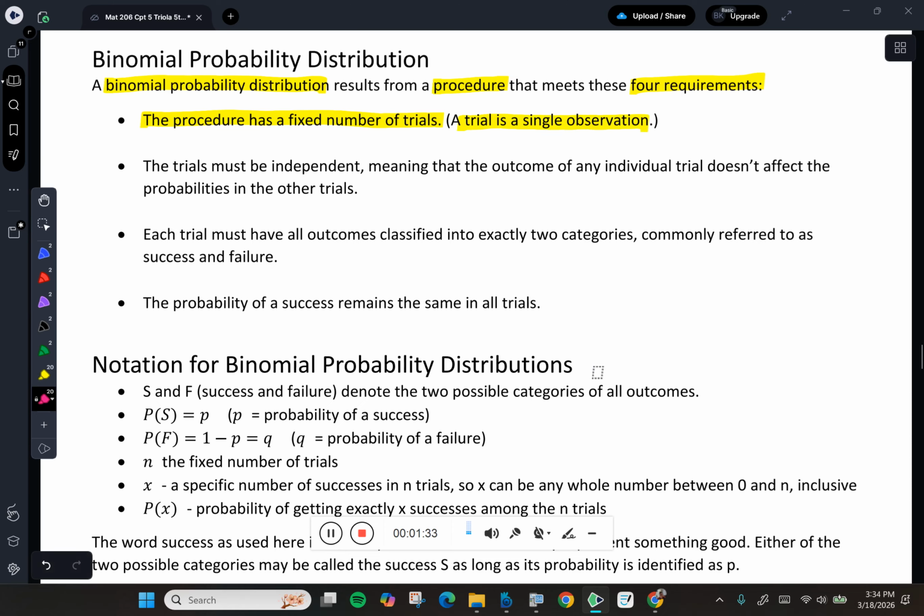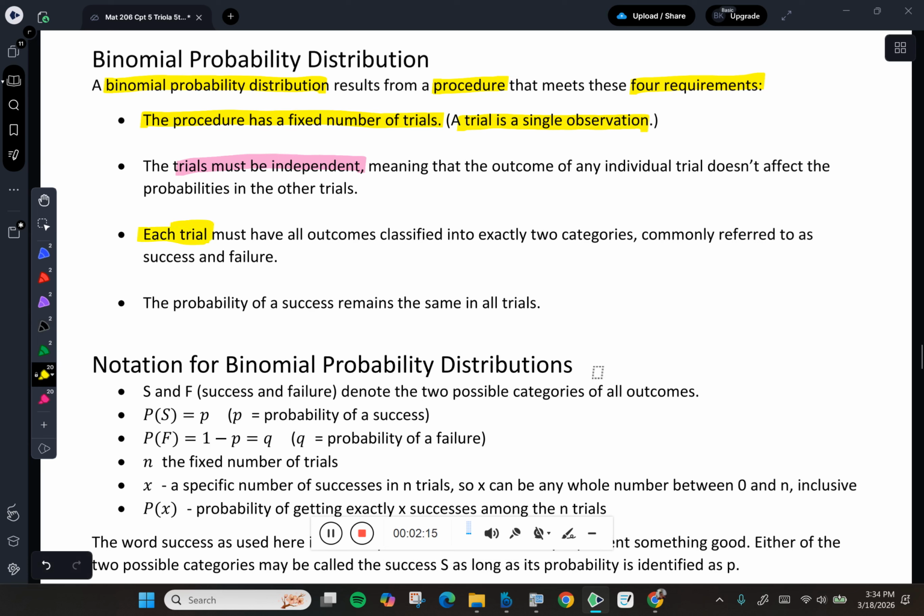Number two, the trials must be independent. So if I'm flipping a coin, the first time I flip it, whether it lands heads or tails, should not affect the second time I flip the coin. So independent means if the coin lands heads the first time, that doesn't affect whether it'll be heads or tails on the second time, because it doesn't. Right? And if you're thinking, oh, does it have to be coins? No, it could be anything. I could roll a die. And no matter what I roll on the first roll, that shouldn't affect the second roll. Independent. Right?